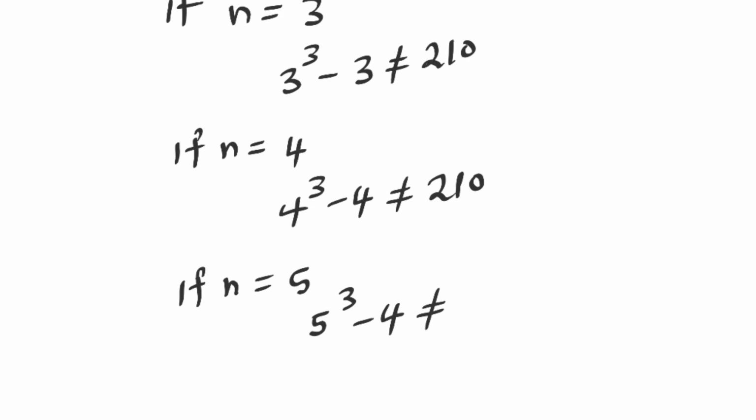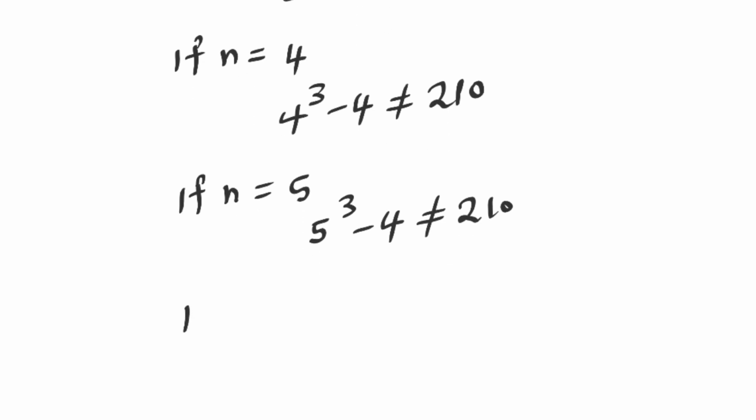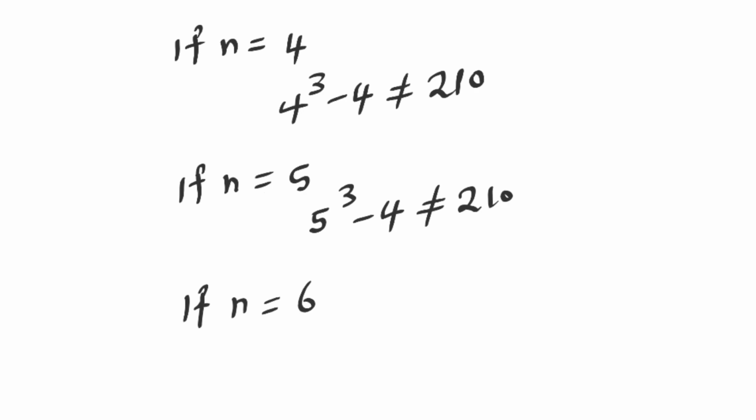Now, if n is equal to 5, we have 5 raised to power 3 minus 5. This is not equal to 210 because 5 raised to power 3 is 125, and if you subtract 5, it's not equal to 210. Let's see if n is equal to 6. Is it going to be equal to 210?